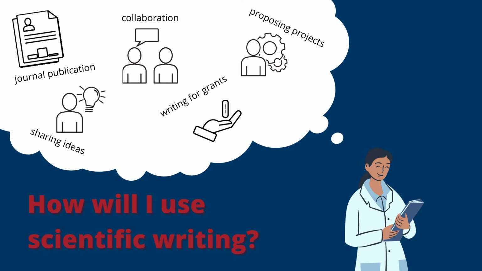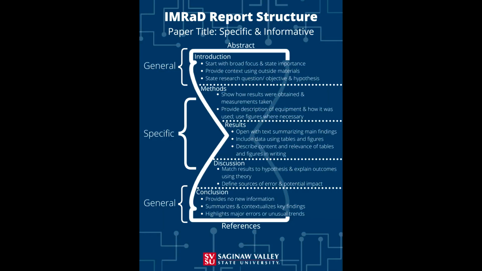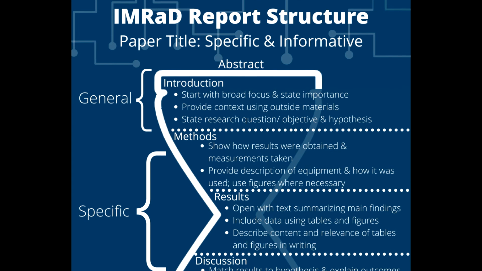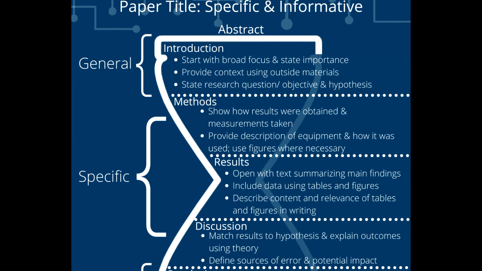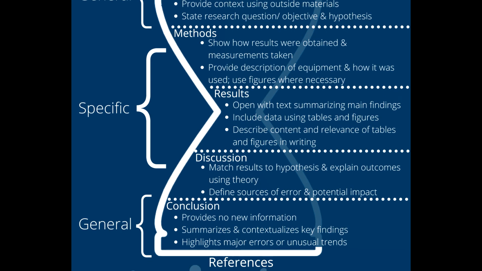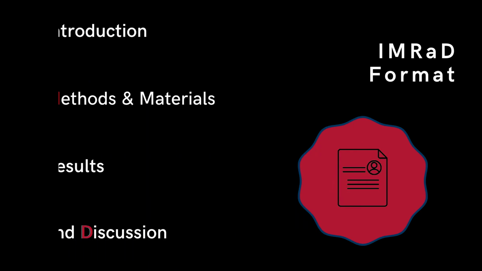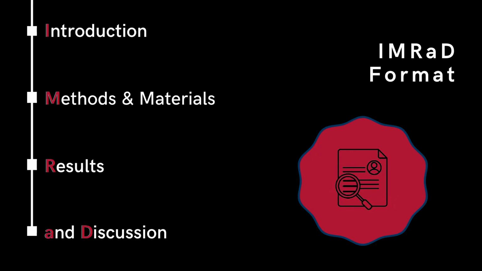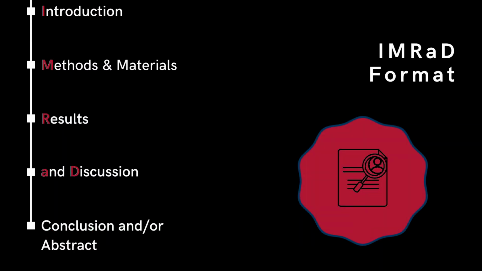Let's take a look at the basic components of a scientific paper. This diagram shows the general structure of a scientific paper. Most scientific papers are structured using the IMRaD format. IMRaD stands for Introduction, Methods and Materials, Results, and Discussion. Most papers also require additional components, such as a conclusion or an abstract.